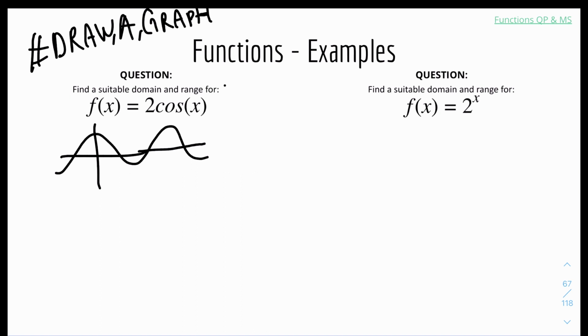Draw a graph like so. When you have this 2, it basically means that you're stretching the cos x graph in the y direction by 2. So instead of 1 and minus 1, it'll be 2 and minus 2.